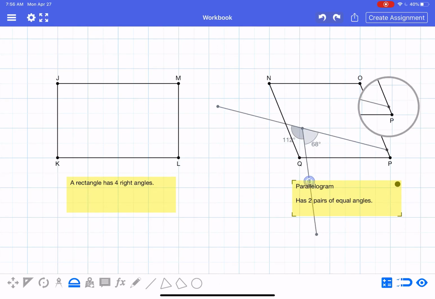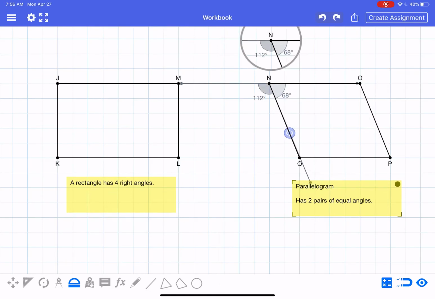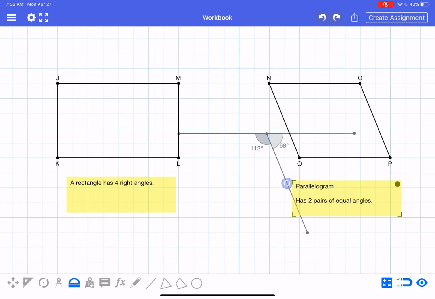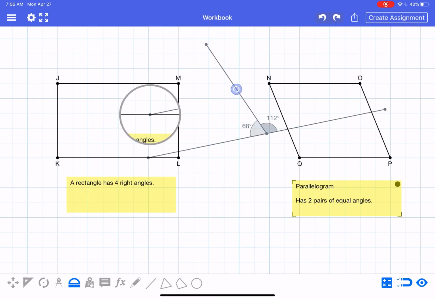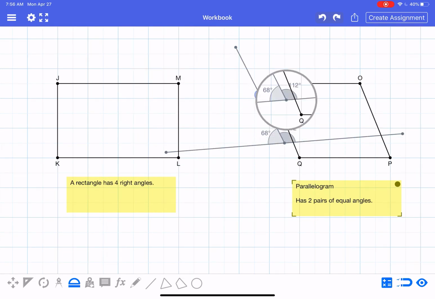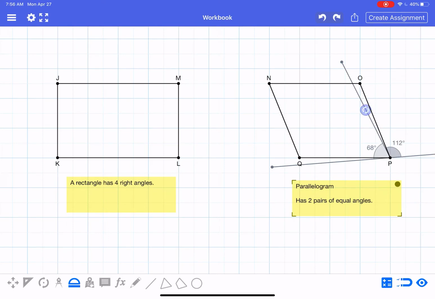It's done already. See, angle N is 68 degrees. And if I flip it around again, hopefully it lines up right. It doesn't look like it's going to line up correctly. Oh, it did. So angle P is 68 degrees. Basically, what that proves is that this was 112 degrees, and so was this one. This one was 68 degrees, and so is that one.